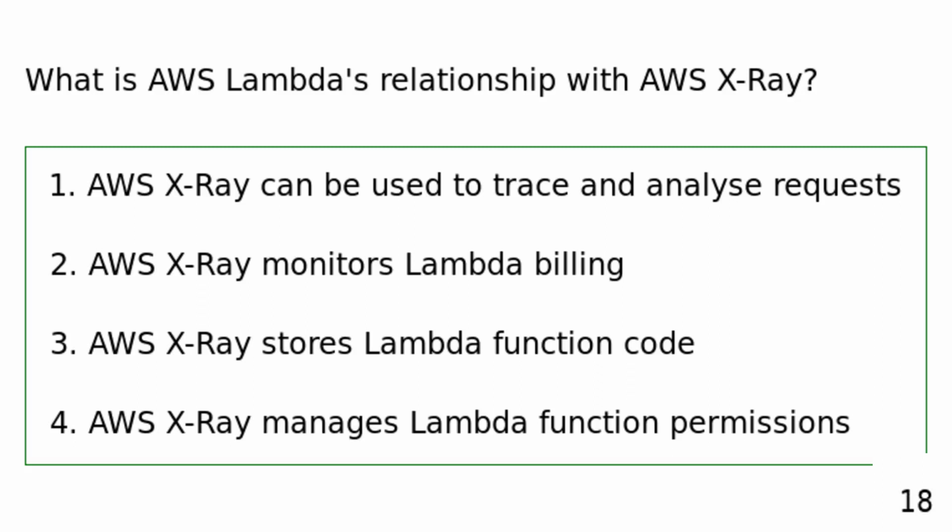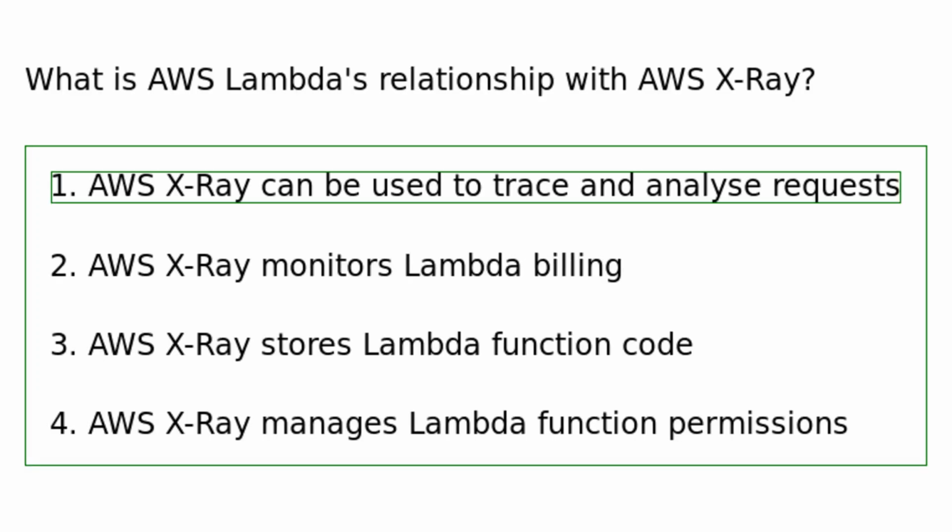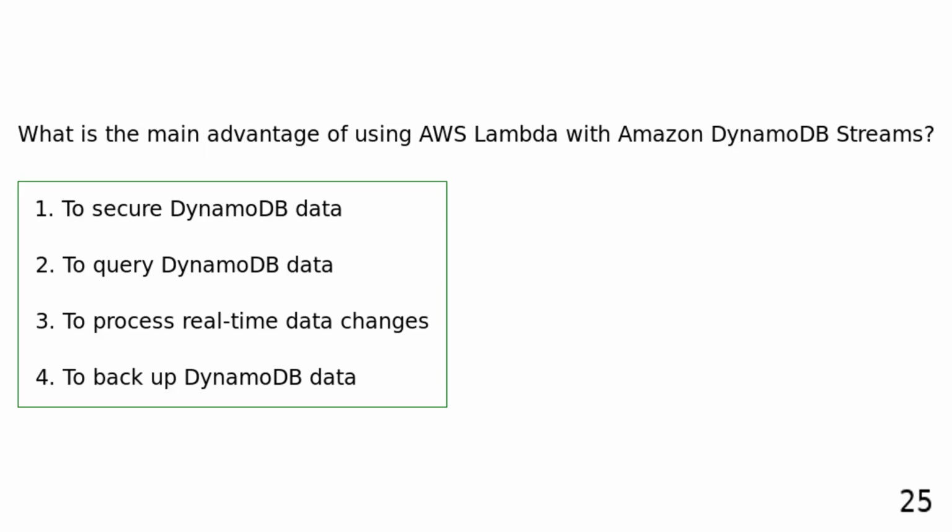AWS X-Ray can be used to trace and analyze requests. AWS X-Ray monitors Lambda billing. AWS X-Ray stores Lambda function code. AWS X-Ray manages Lambda function permissions. AWS X-Ray can trace and analyze requests as they travel through your AWS Lambda functions, providing insights into performance bottlenecks and errors. What is the main advantage of using AWS Lambda with Amazon DynamoDB streams?